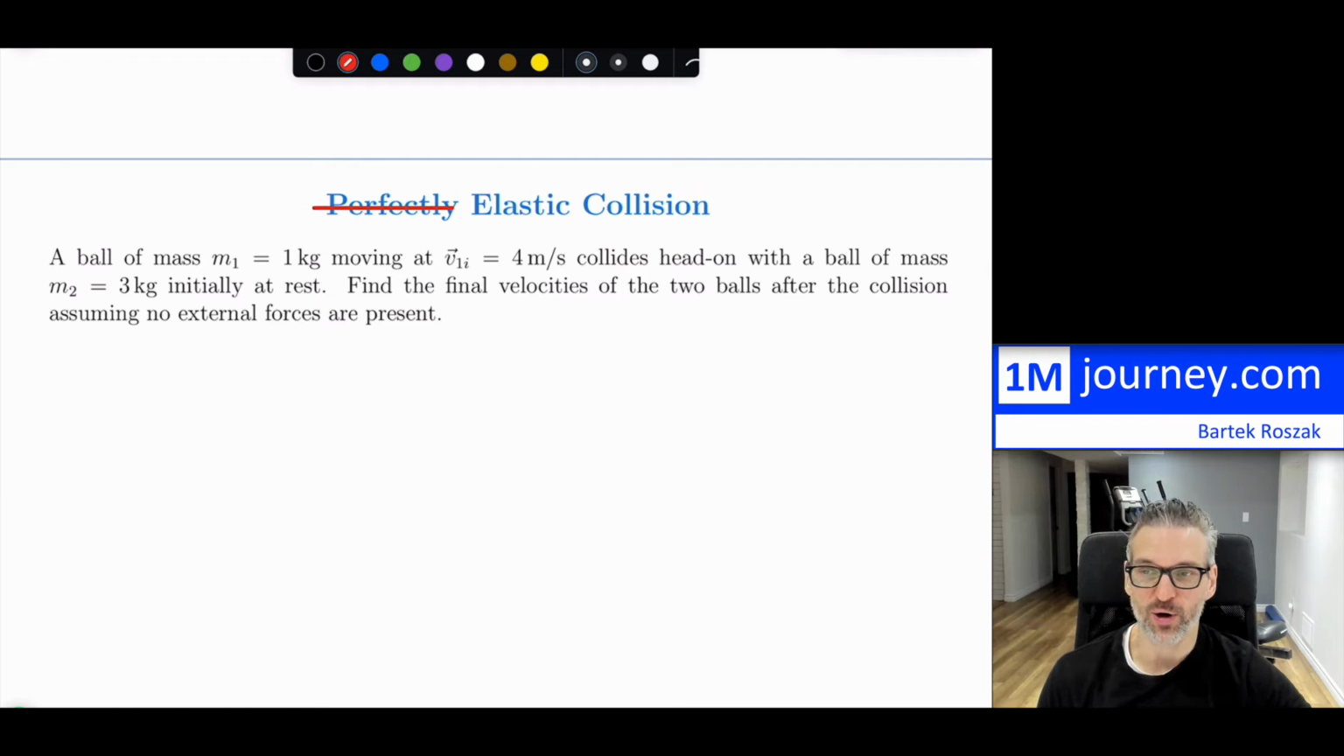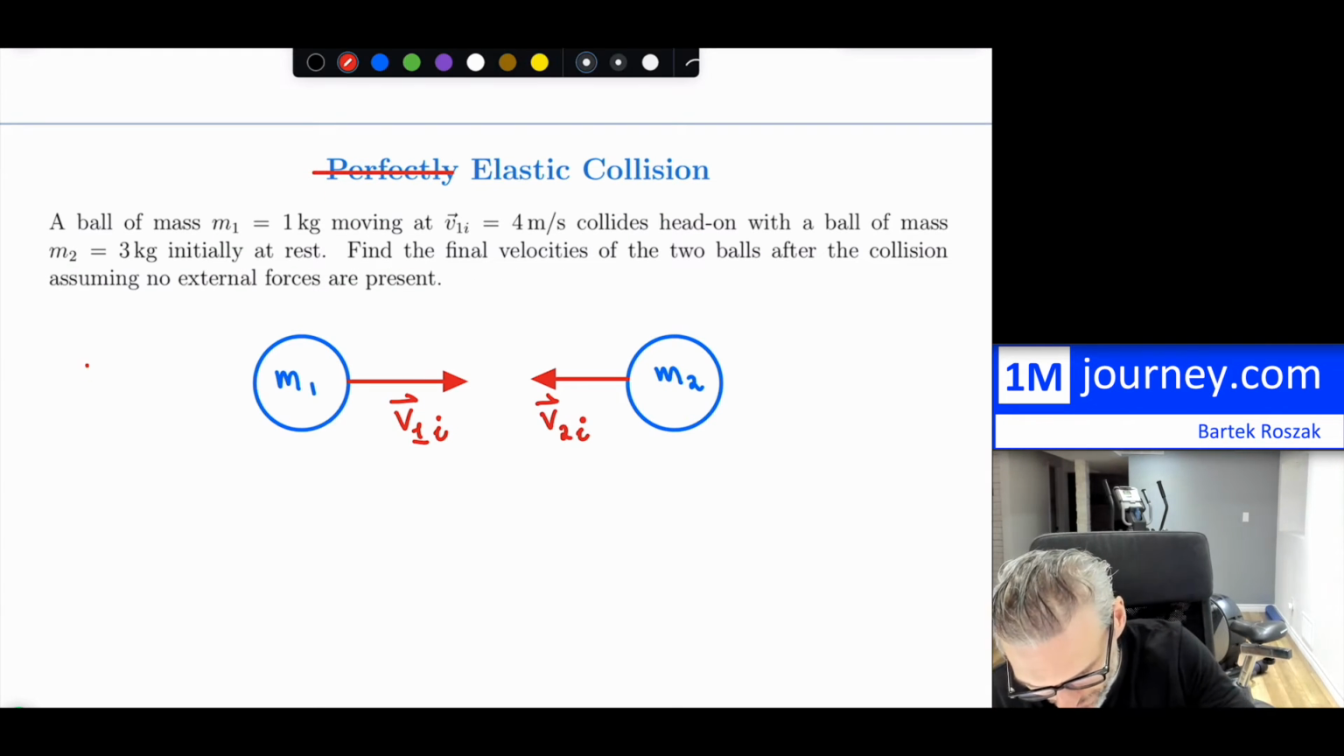So we have a ball of mass 1 kilogram moving at 4 meters per second. It collides head-on with a ball of mass 3 kilograms initially at rest. Find the final velocities of the two balls after the collision, assuming no external forces are present. So this is before the actual collision.